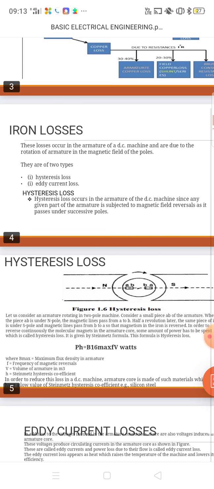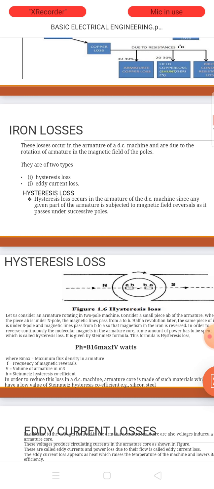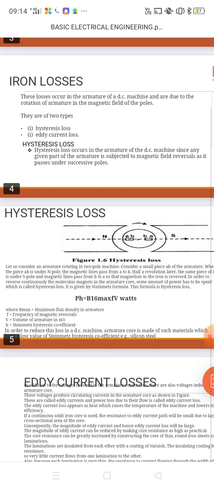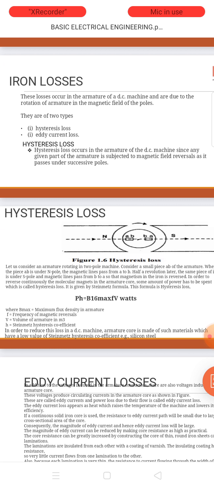What are iron losses? These losses occur in the armature of a DC machine and are due to the rotation of the armature in the magnetic field of the poles. There are two types of iron losses. They are hysteresis loss and eddy current loss. What is meant by hysteresis loss? Hysteresis loss occurs in the armature of the DC machine since any given part of the armature is subjected to magnetic field reversals as it passes under successive poles. The main definition is that, and shall we learn about hysteresis loss in detail?